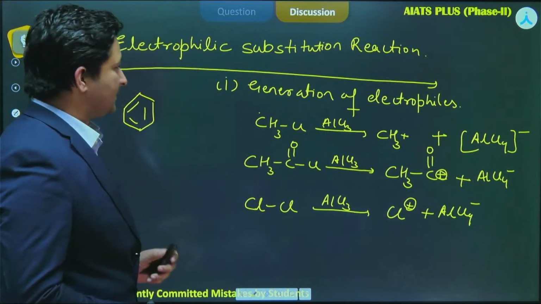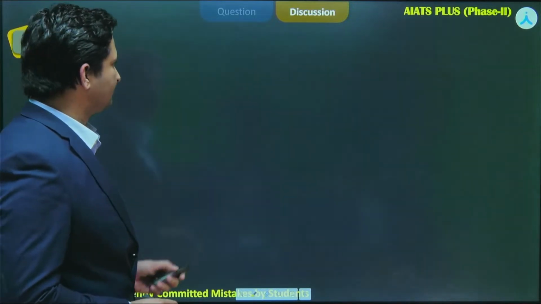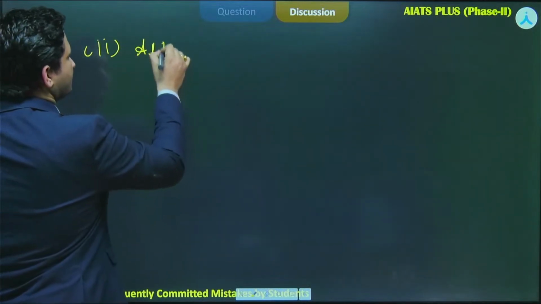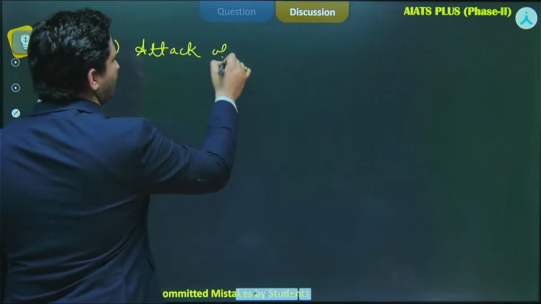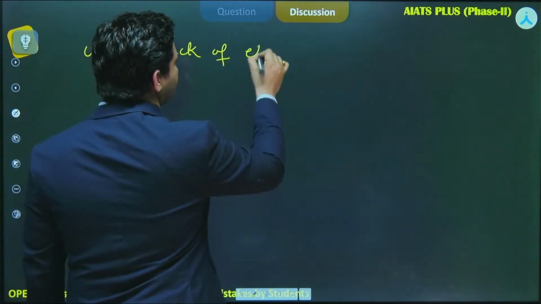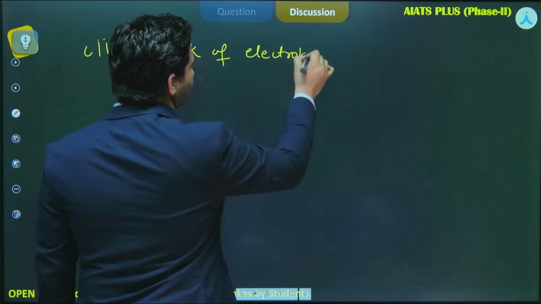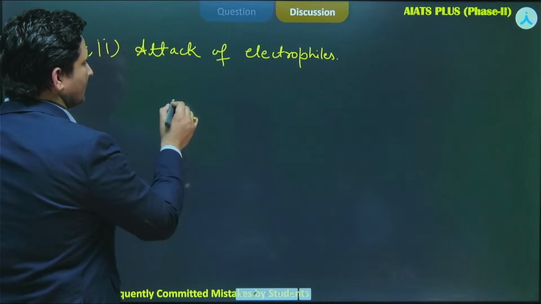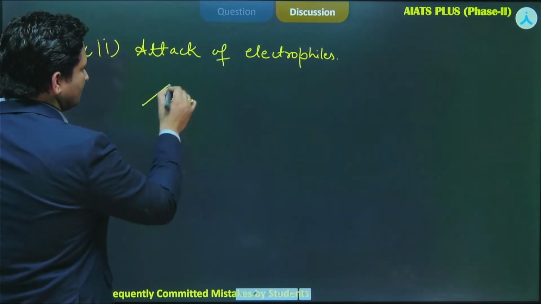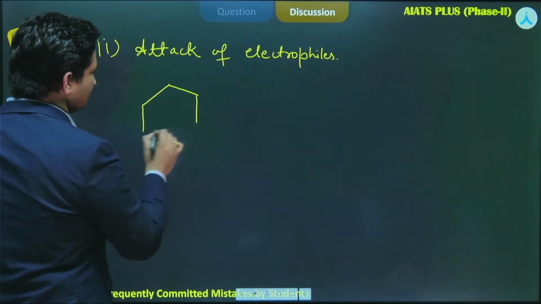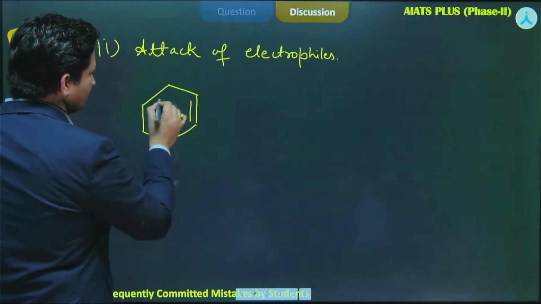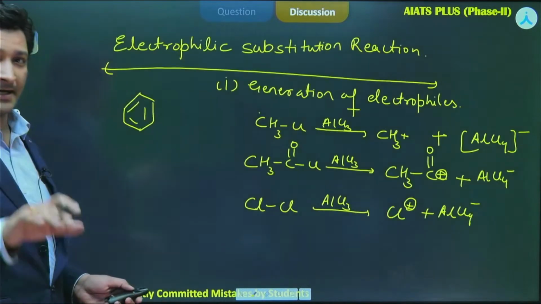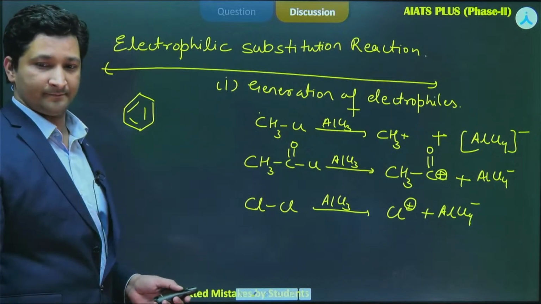Now what will happen in the second step? These electrophiles will attack the benzene ring, or electrophilic attack. Now what will happen? You can see here. Just have a look here. We have discussed that this pi electron cloud is actually exposed.